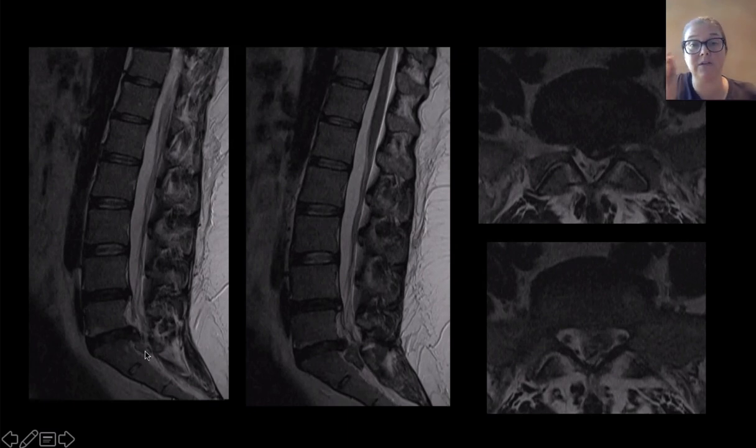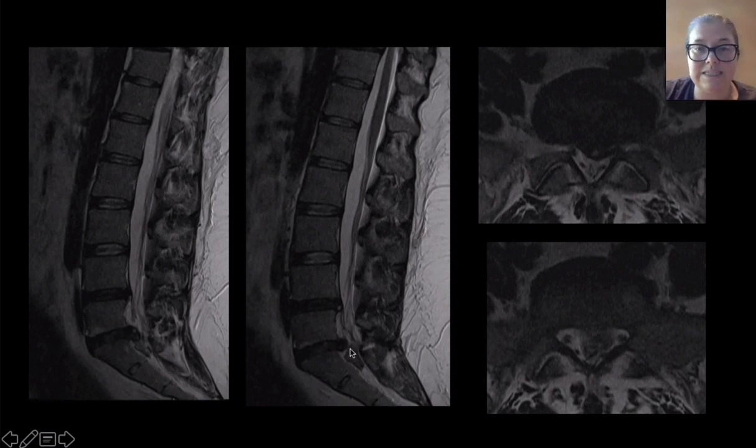When we think about extrusion, we also have to think, okay, sequestration is technically a subtype of disc extrusion where the sequestrated fragment does not contact the parent disc. They can be challenging to differentiate. In this case, I would say we do have one image where it looks like it's in contact, but we have another image, and if we were able to scroll through, you could see that it's likely not in contact. So we could call this a sequestrated fragment.